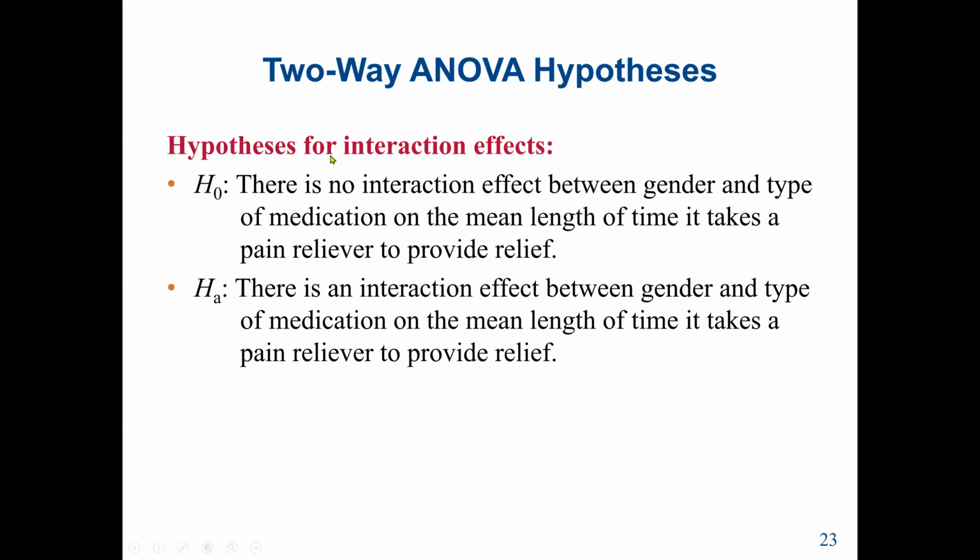Then another option is the hypothesis for interaction effects. Now we have the two independent variables against the dependent one. So here we say H0: there's no interaction effect between gender and type of medication on the mean length of time it takes the pain reliever to provide relief. And HA will go against it, saying that there is an interaction effect between gender and type of medication on the mean length of time it takes a pain reliever to provide relief.